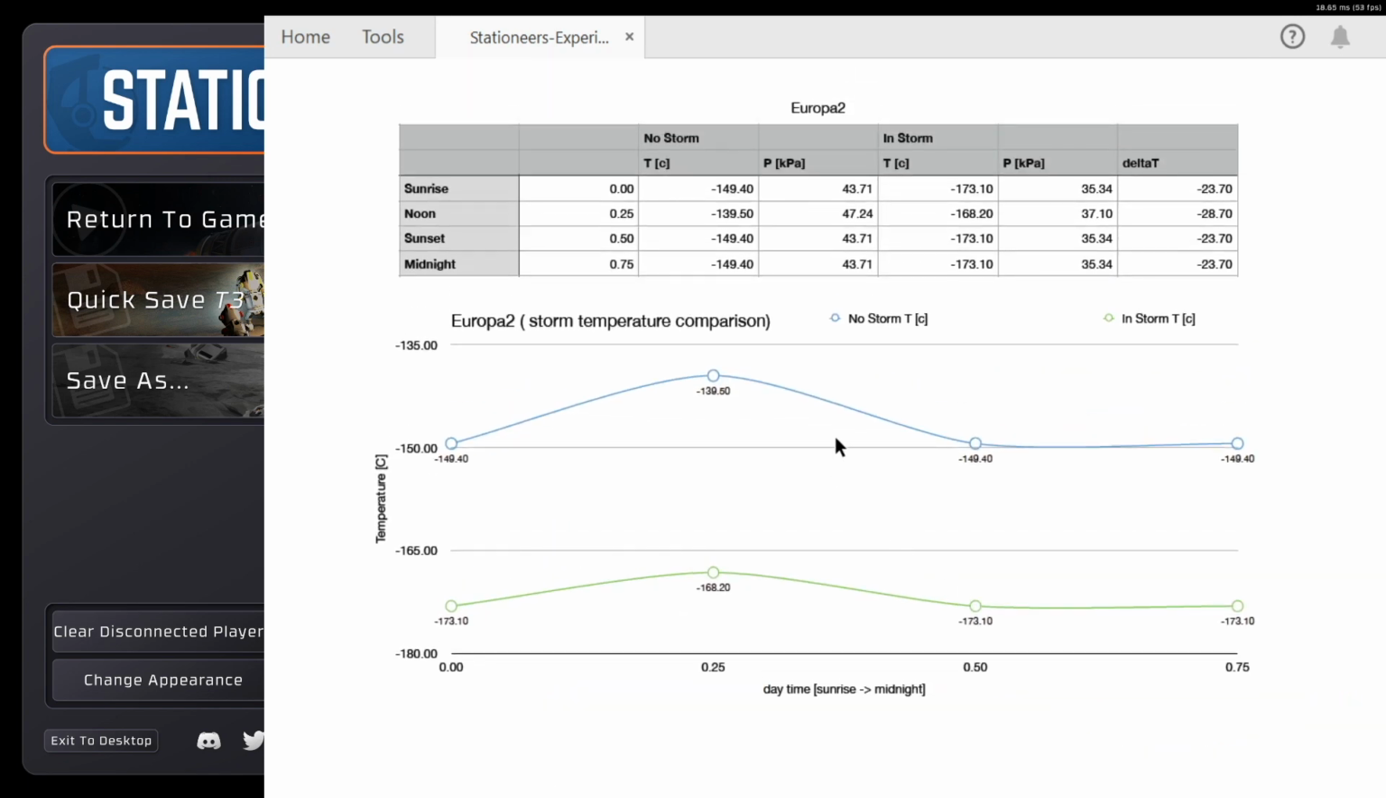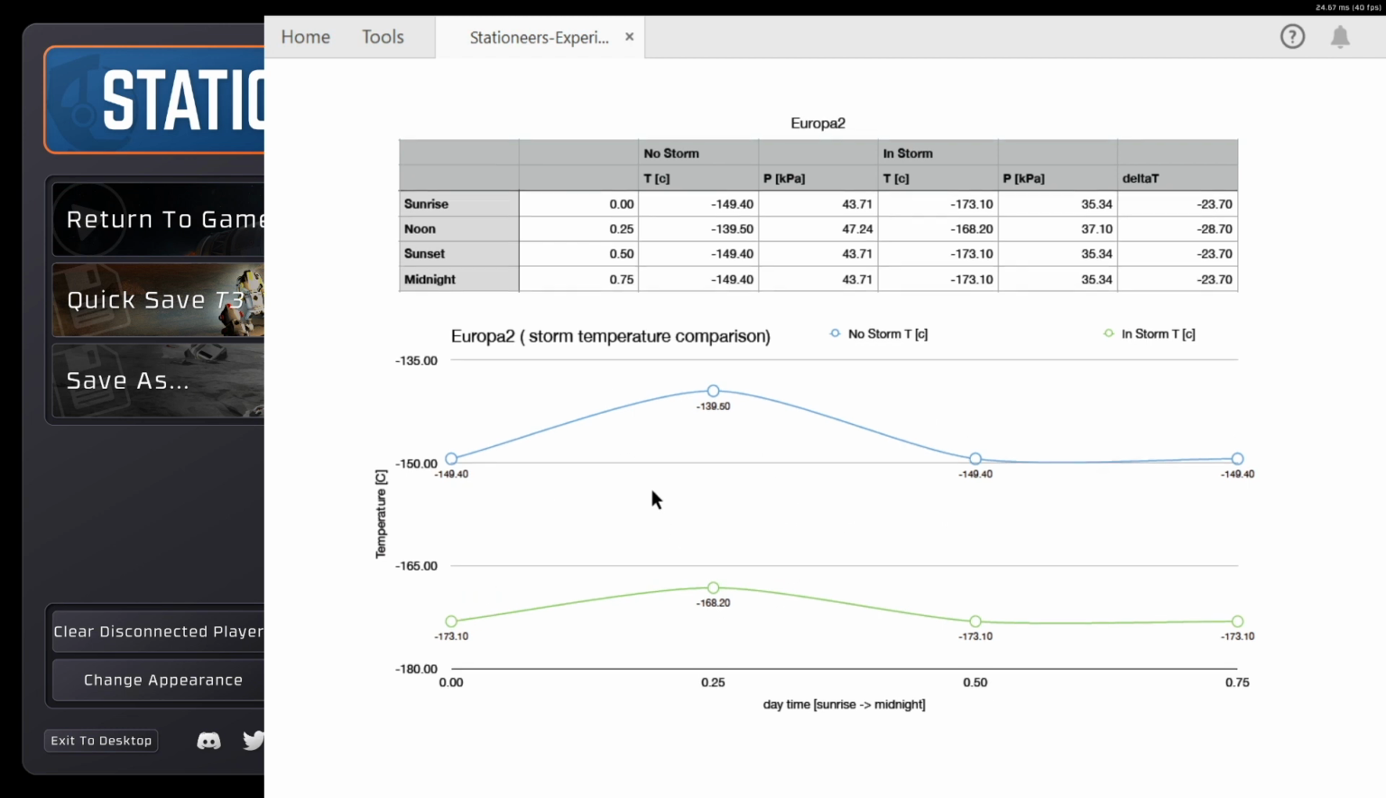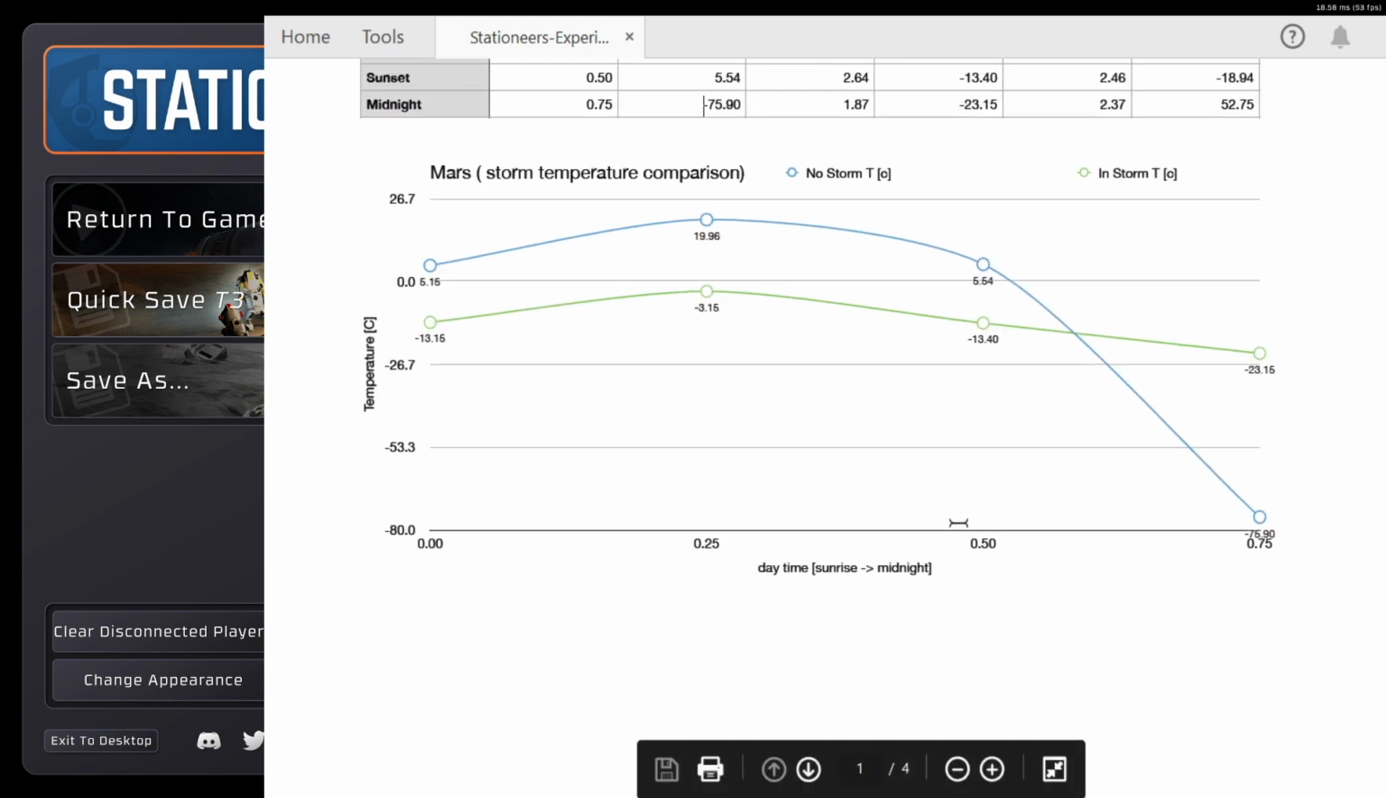On Europa, I'm not sure. Maybe your batteries get a harder hit with this temperature change. Otherwise, I'm not sure how you use it. If you find something, maybe let me know. But on Europa, I cannot see any significant difference.